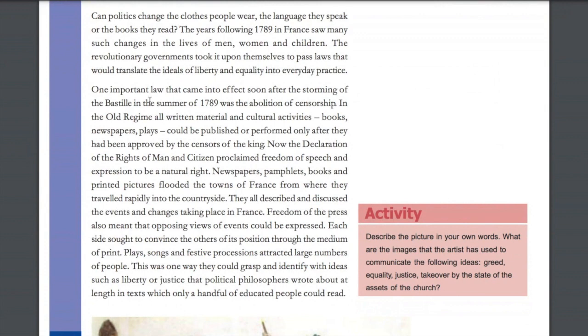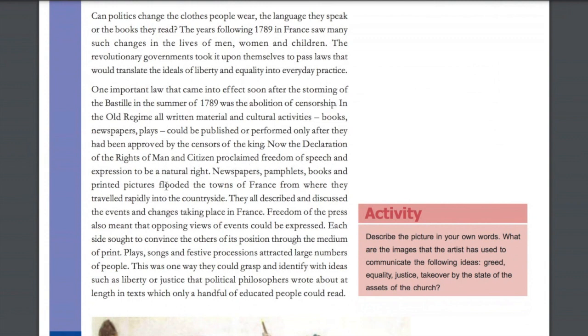So censorship was an important issue at that time. Many people wanted censorship to show themselves as a good political party and have a good image in society. In the old regime, all written material and cultural activities, books, newspapers, plays, could be published or performed only after they had been approved by the censors of the king. So the king was trying to make sure that his image was not destroyed and that he had a good image.